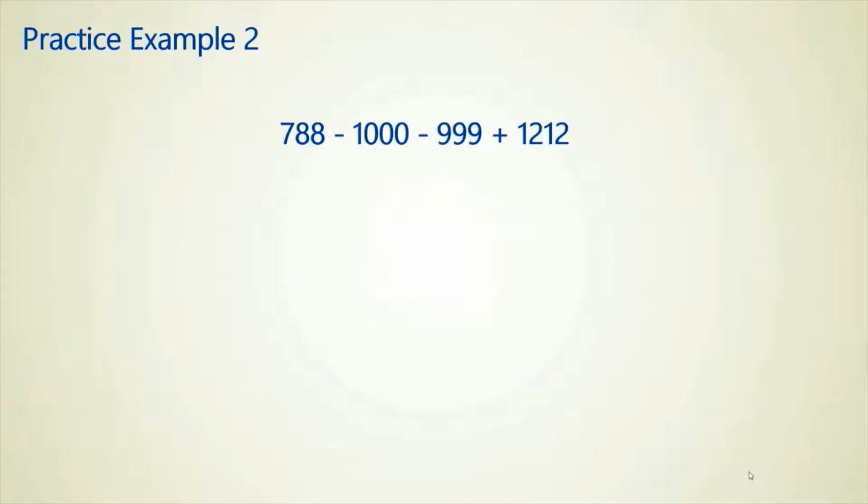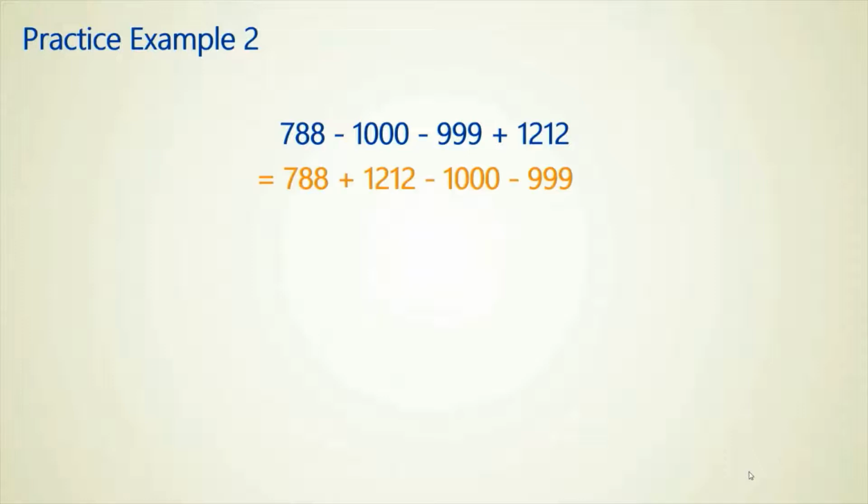So in this problem, let's examine the numbers first. There are numbers equal or close to 1000. Then there is 788 and 1212. If we move plus 1212 next to 788, can the sum of these two numbers give us another number that has trailing zeros? Let's try.